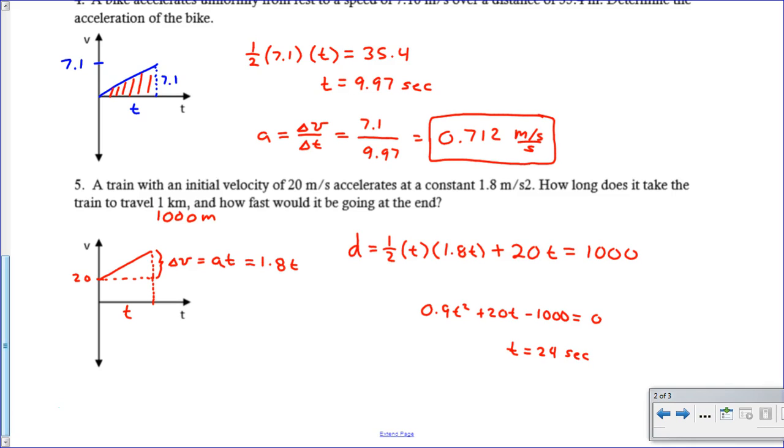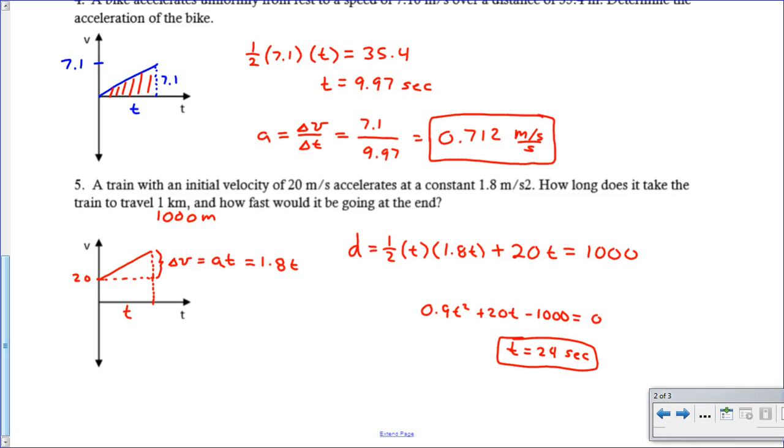All right, now we're not quite done because it didn't ask for t. Well, it said how long does it take and how fast would it be going. So this is just one of our two answers. So 24 seconds is how long it would take. To figure out how fast it would be going, we can go back and look at that delta v. Again, the delta v is 1.8 times t.